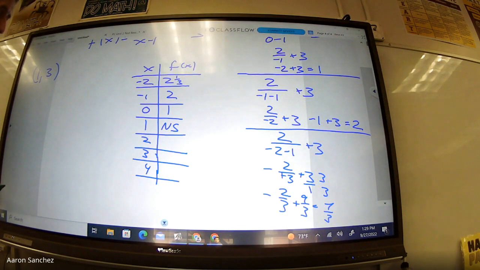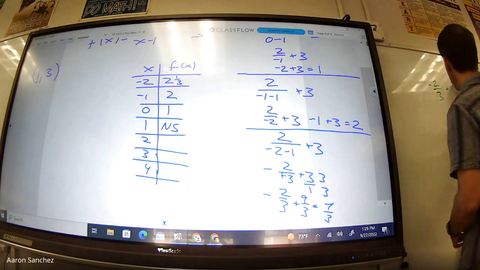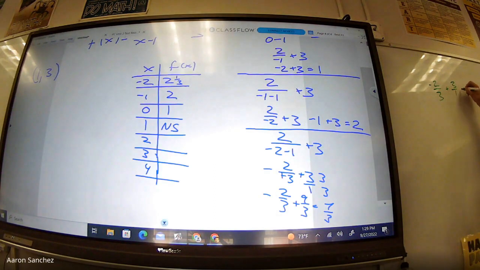-2 over 3 plus 3 over 1. Yeah, I'll do it over here. Okay, go ahead, keep going. No, because the idea is, I need a common denominator to add, right? So I'm trying to change this into a 3. So I multiply by 3. Whatever you do on the top, you do on the bottom, so it doesn't change the value. This is already a 3, so I don't need to multiply by anything. Yeah, just leave it. Because if I multiply by 3, it'd be 9, and now I have a different denominator. Okay. Any other questions?